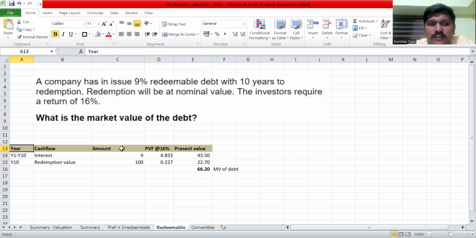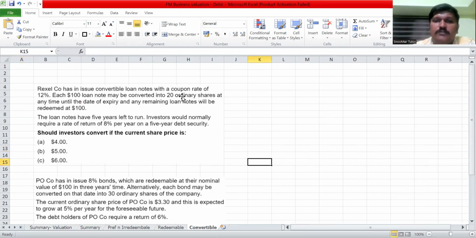One thing is that while calculating the cash flow for the interest, you will use the coupon rate, but the discount factor needs to be taken at the required rate of return of the investors. So 66.20 is the market value of debt as per this particular question. Now let's move on to the convertible options.